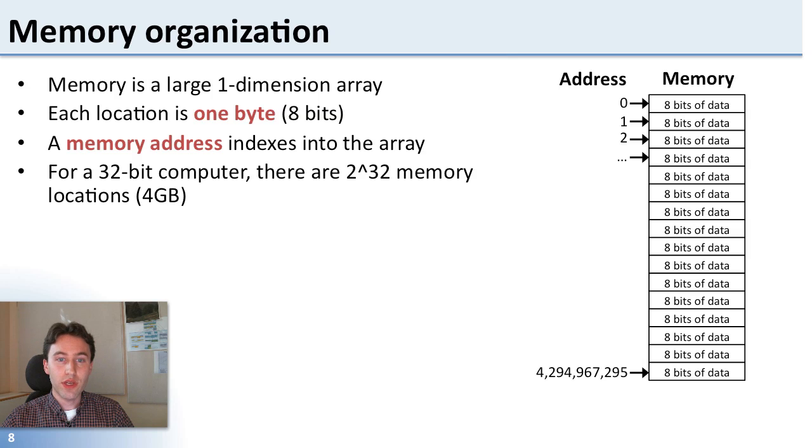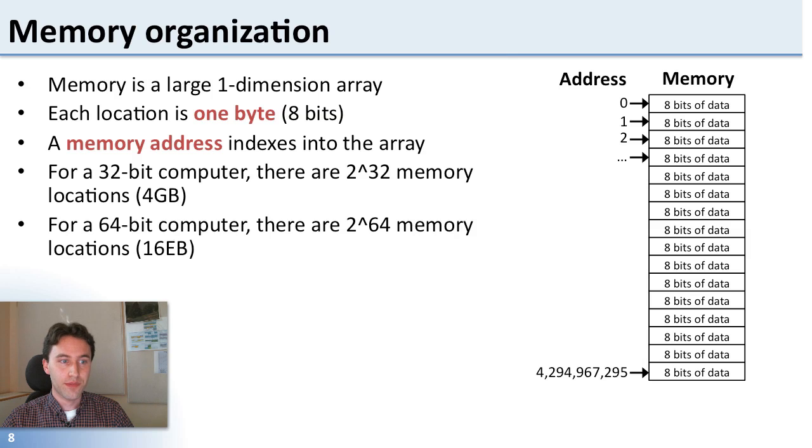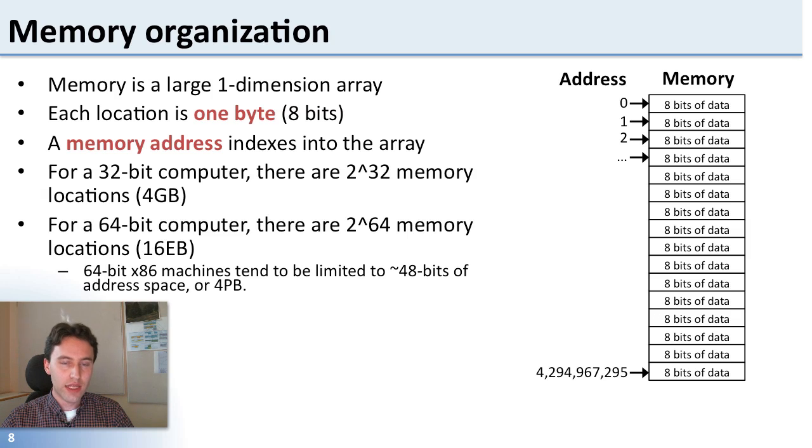So if we have a 32-bit computer, that means there are 2 to the 32 memory locations, or 4 billion, 4 gigabytes of data. If we have a 64-bit computer, there would be 2 to the 64 memory locations, or 16 exabytes of data. So the bitness, if it's 32 or 64 bits of a computer, determines how much memory it can address. Now, in reality, nobody has a machine that can access 16 exabytes of data. They tend to be limited to much less than that.